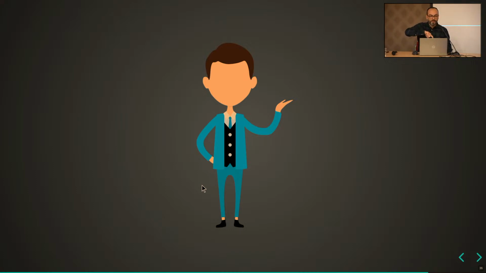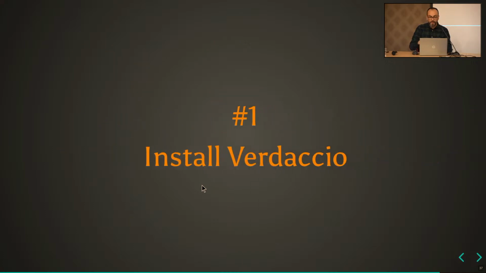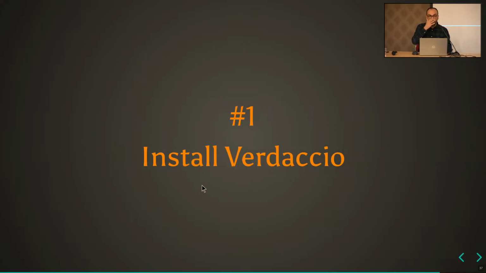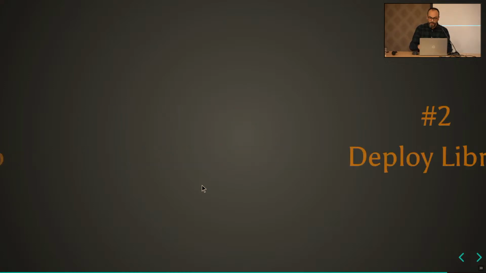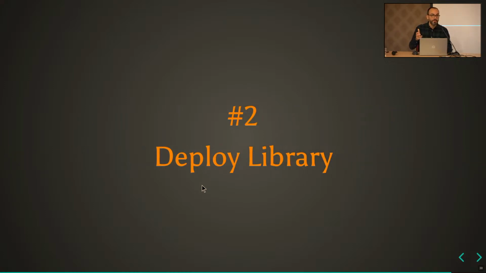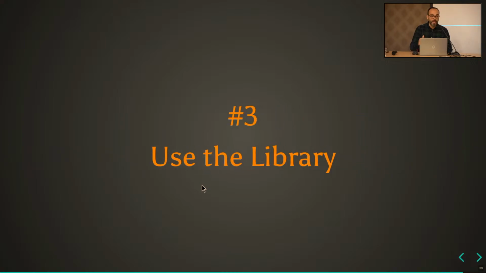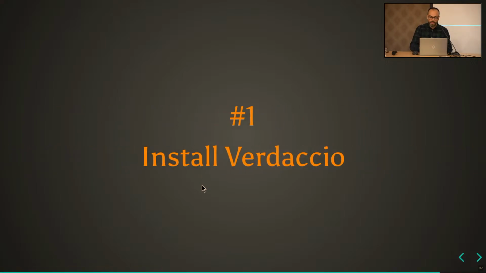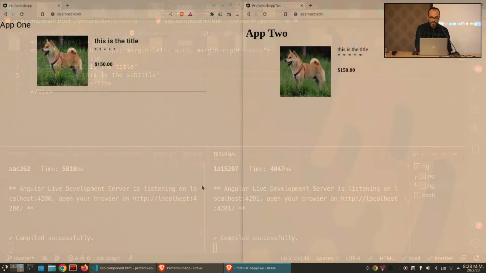Now we will switch to the poly repo to see how things work, again in live code. The steps that we will follow are: first, install Verdaccio, then deploy a library, and then use the library. A note here about Verdaccio: the reason that I use it is that it's open source, free, and easy to use. So let's now switch again.